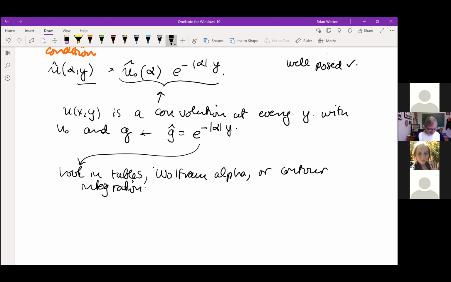And you can find that this g of x, and I've put a slightly different notation, right? This is g as a function of x with y as a parameter, basically, right? This is 2y over x squared plus y squared.